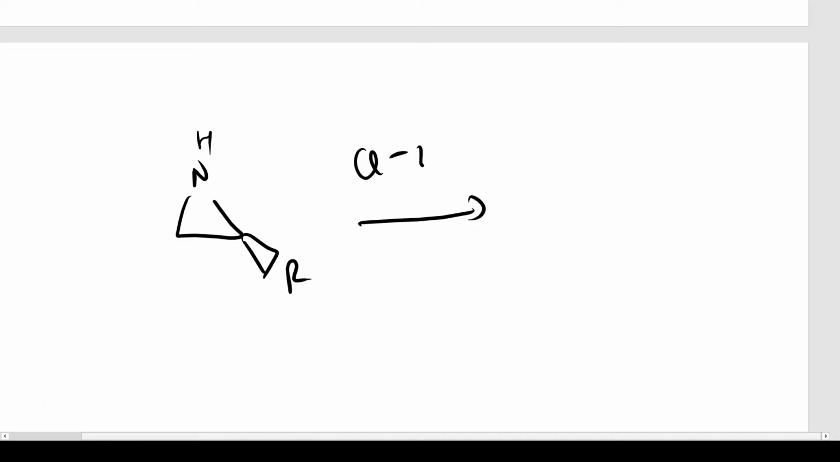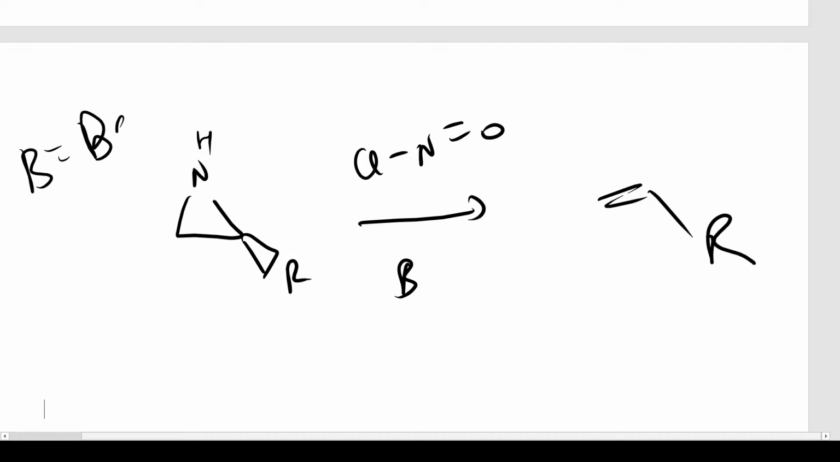So, to get back the amine, now you know it. You use this reagent and you get back your double bond. B equals base.